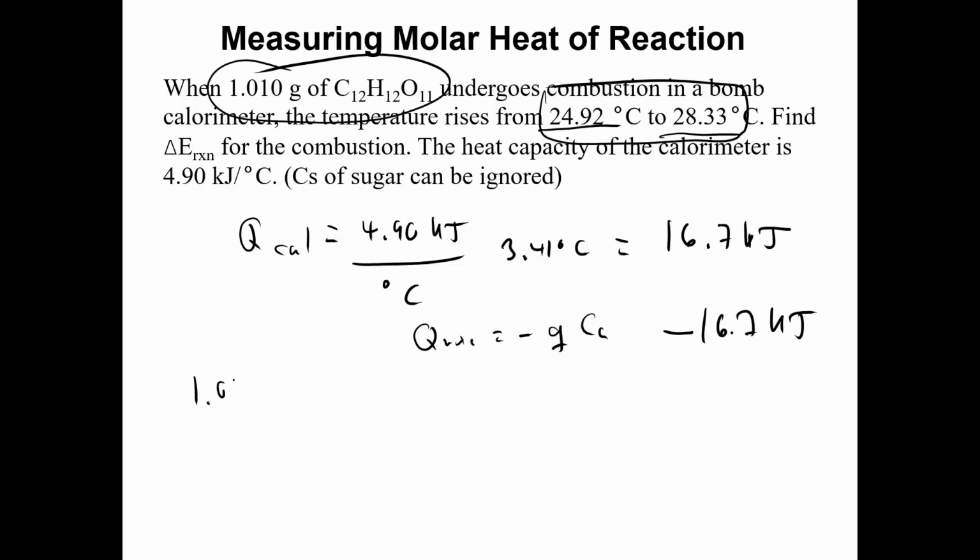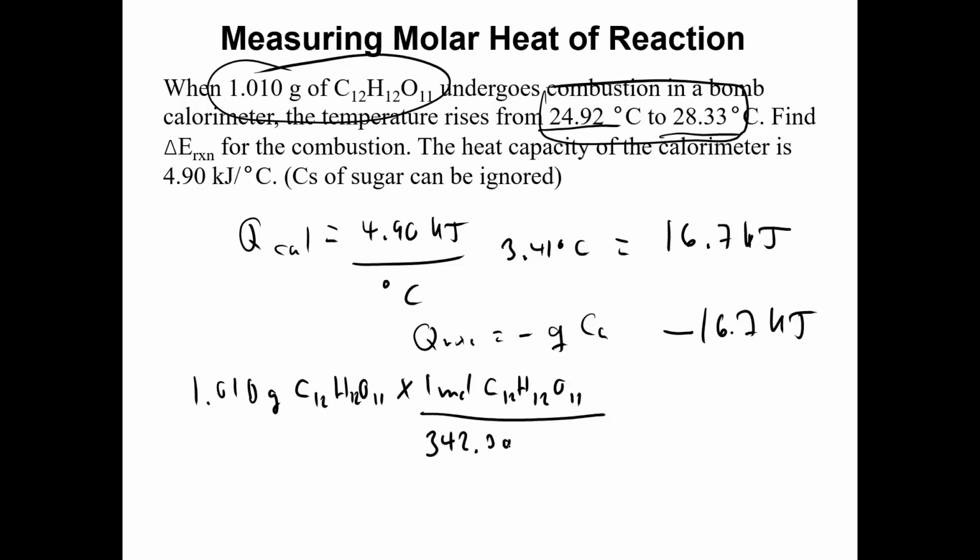So 1.010 grams of C12H12O11 times 1 mole of C12H12O11 divided by its molecular weight, which happens to be 342.3 grams of C12H12O11, equals 0.00295 moles, let's just say sugar, same thing.